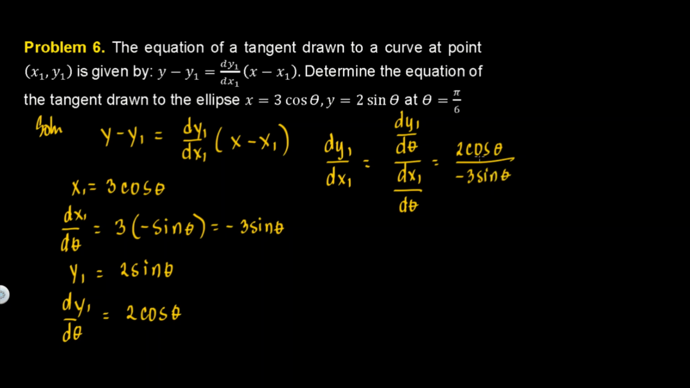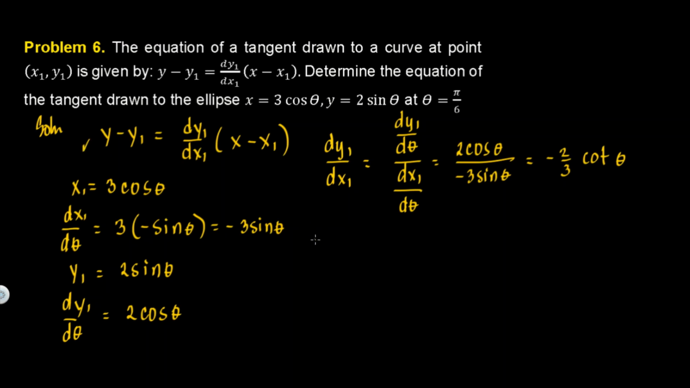So what is this? This is cotangent, no? So we have minus two thirds cotangent of theta. So what is the equation now? We now have dy sub 1 over dx sub 1. We don't need the second differential because it is not needed in the equation of the tangent.